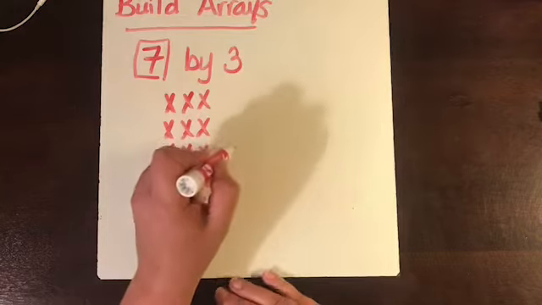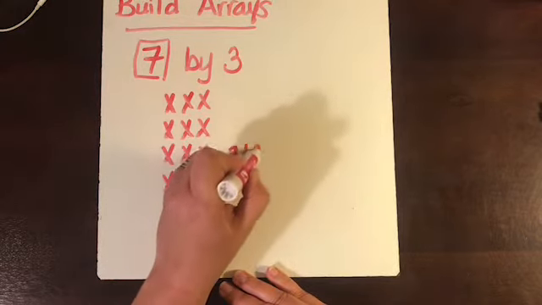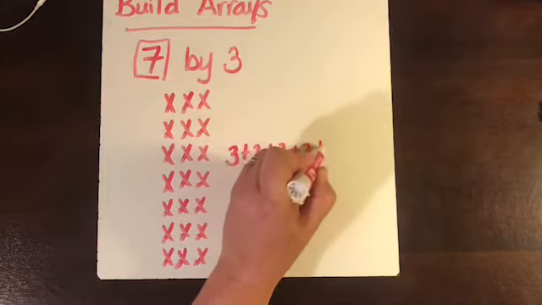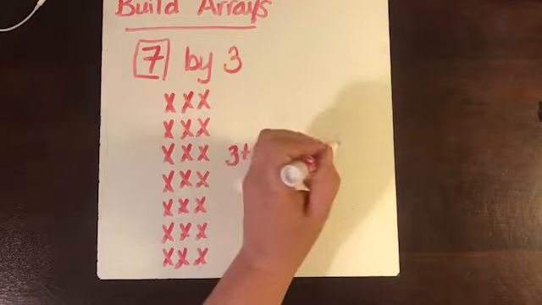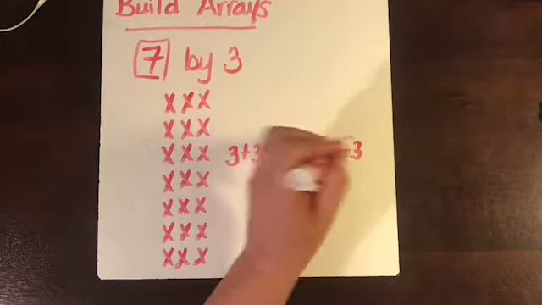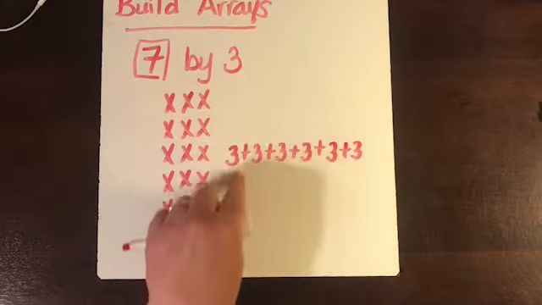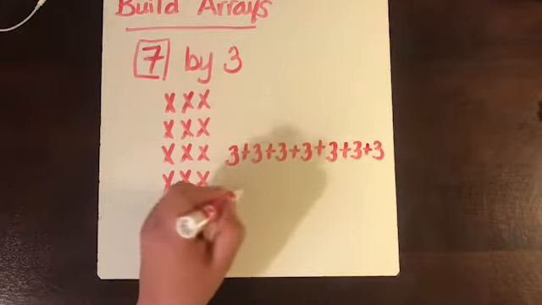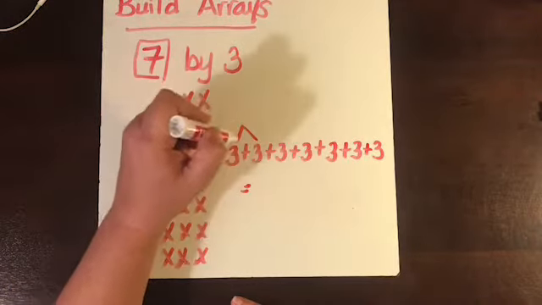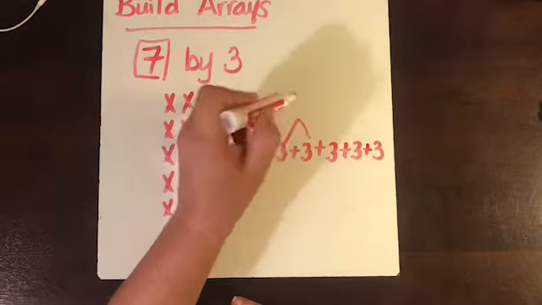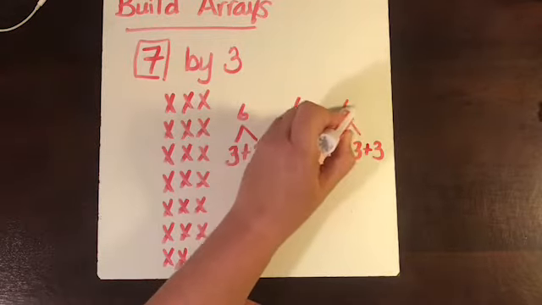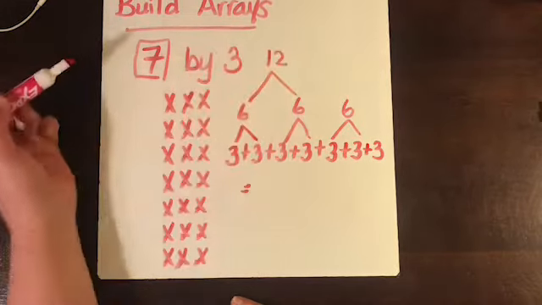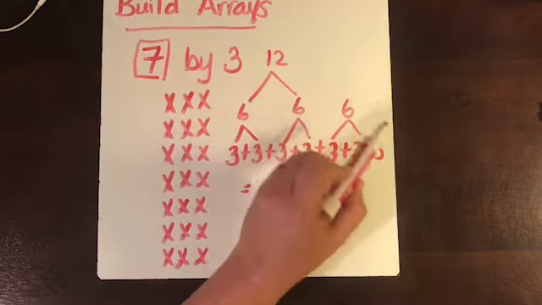Okay, that's going to be a long one, isn't it? 3 plus 3 plus 3 plus 3, 1, 2, 3, 4, plus 3, plus 3, 1, 2, 3, 4, 5, 6, plus 1 more. Okay, and that's going to equal what? Well, I know 3 plus 3 is 6, and 3 plus 3 is 6, and 3 plus 3 is 6, right? I know 6 plus 6 is 12.